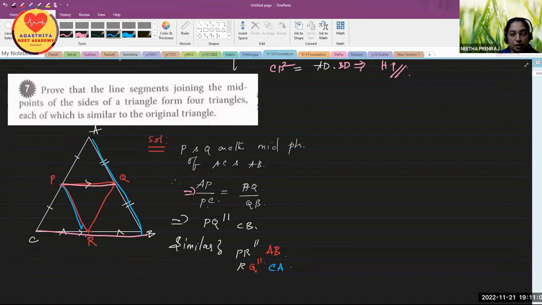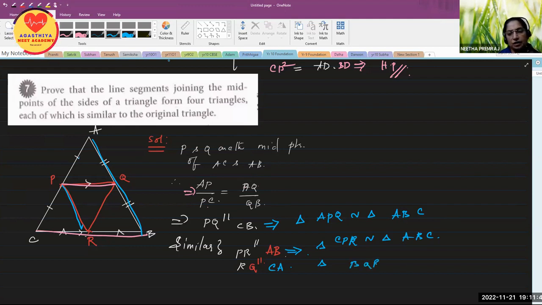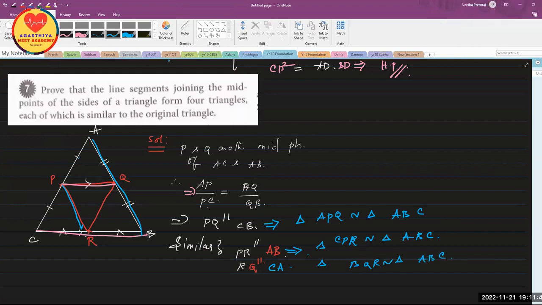So PQ is parallel to CB means you can write this way: triangle APQ is similar to triangle ABC. Okay, that is not an issue. Similarly, in this case, triangle CPR is similar to triangle ABC. Similarly, triangle BQR is similar to triangle ABC, isn't it? Guys?